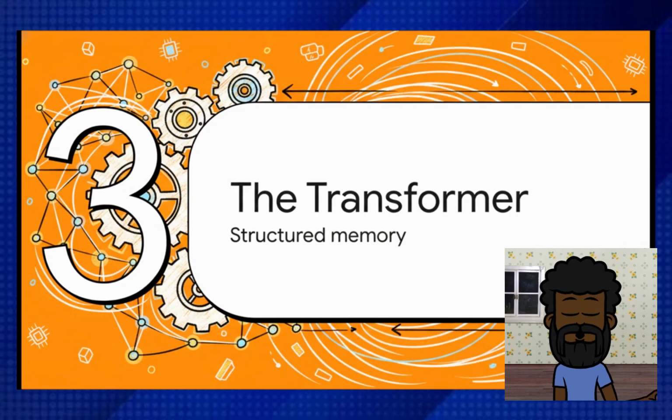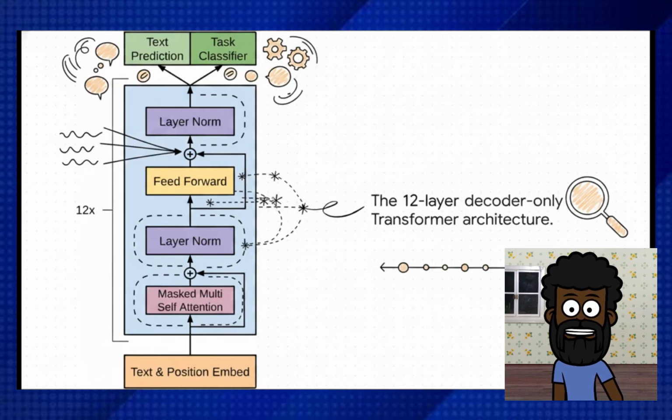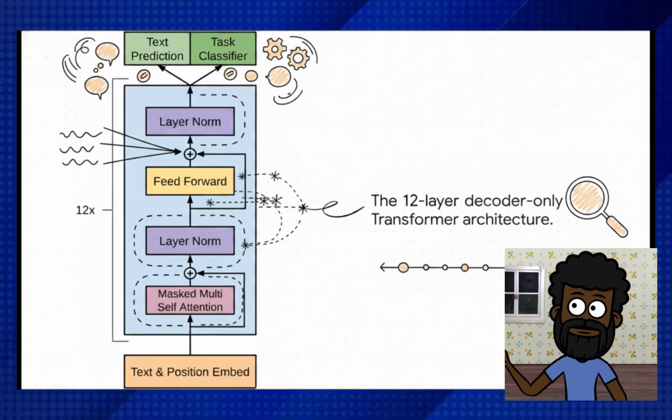Moving right along to Section 3, transforming the architecture, specifically building a structured memory. So instead of using the recurrent neural networks, or LSTMs, that were the industry standard at the time, they went with a 12-layer, decoder-only transformer.